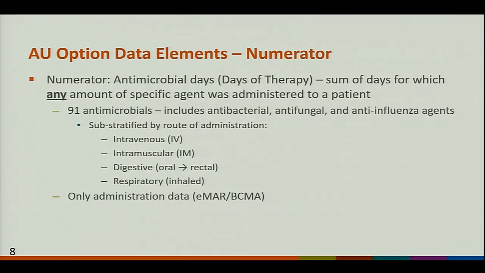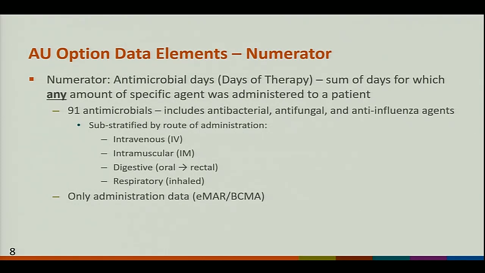For our AU option, we have a numerator of antimicrobial days, also known as days of therapy. This is simply the sum of days for which any amount of a specific agent was administered to a patient. We currently collect data on 91 different antimicrobials. This includes the majority of antibacterials, some antifungals, and some anti-influenza agents. In addition to reporting the total antimicrobial days for each of those 91 drugs, we also have facilities submit antimicrobial days by sub-stratified route of administration.